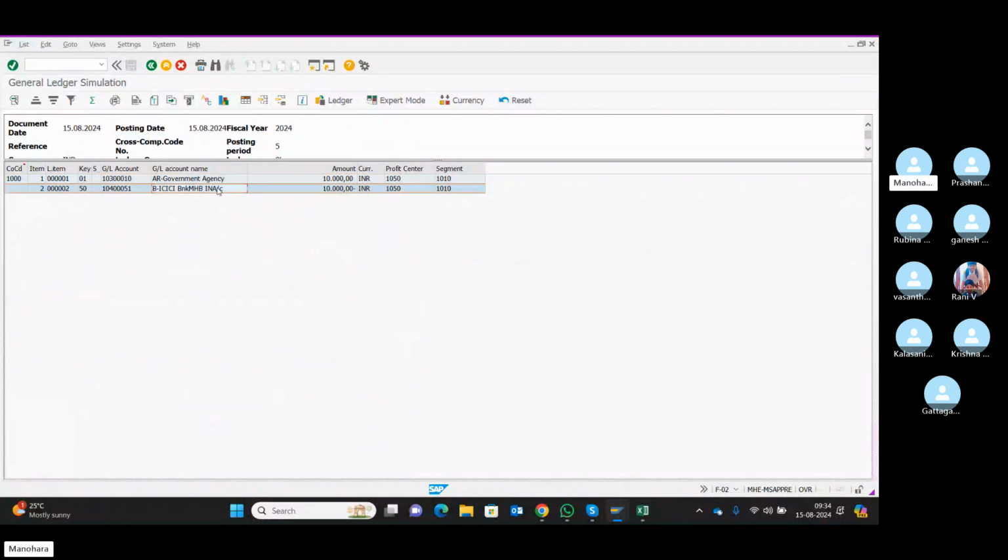See, only for the bank I am giving profit center 1050. But for government agency, did I give this profit center? No, right? How will it come here? Because the subledger converts into the main ledger. This is the logic behind this. So this logic is important. Whenever the interviewer asks you, you have to tell this logic.